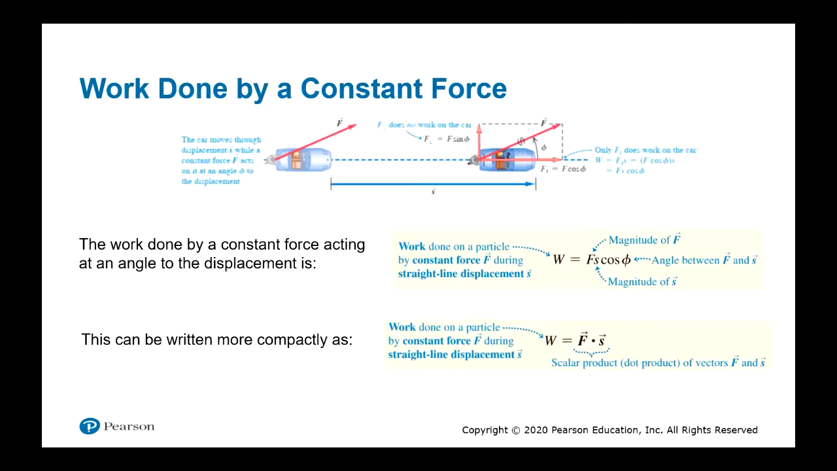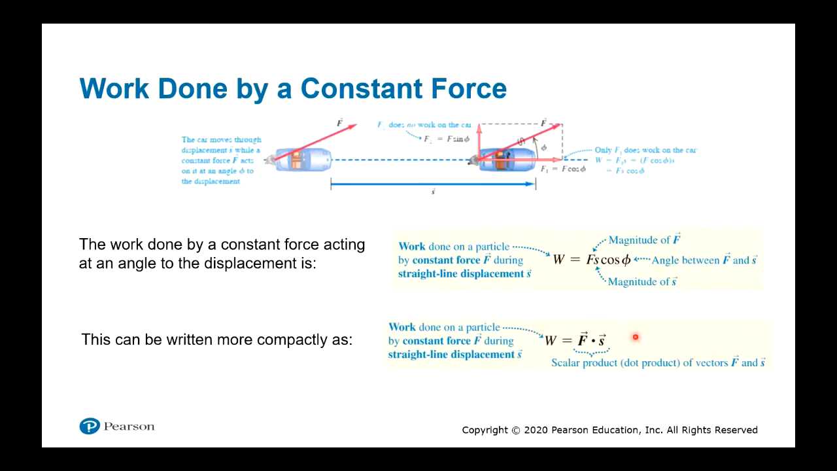However, if he pushes it at an angle phi to the car's displacement, then this means we can split the force into its components and only take the force component parallel to the direction of motion, which is F cosine phi. As you can see, the form Fs cosine phi is the same as the scalar product of two vectors here. So we can then write a more compact equation for work equal to the dot product of the force and the straight line displacement.